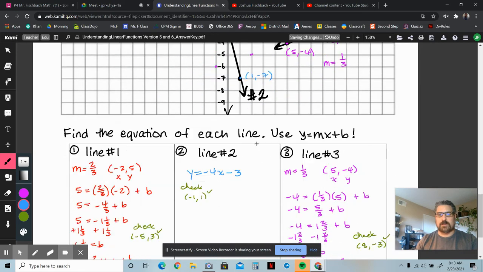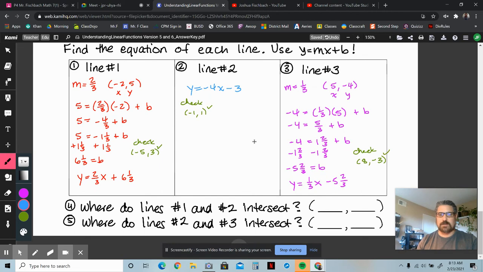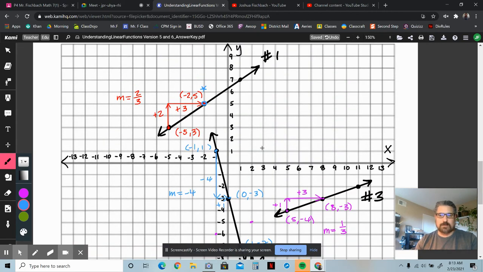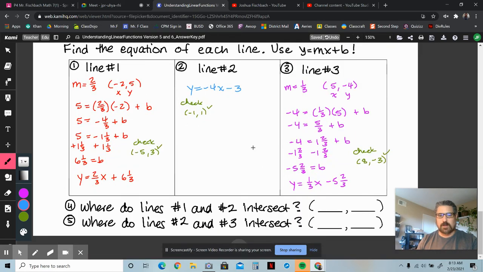So we don't have to do any algebraic investigation there if we don't want to. We could check it if we had extra time, but there's no need to. It's very clearly that (-2, 5) ordered pair. So where do lines 1 and 2 intersect? At (-2, 5).